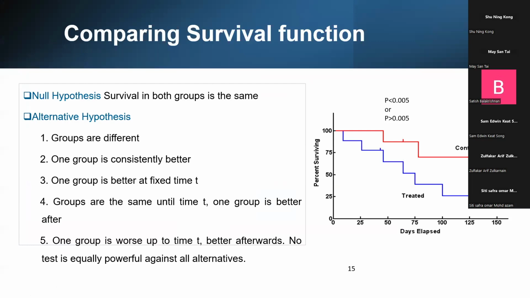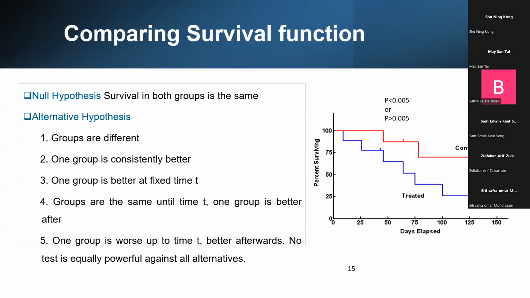So how to compare survival functions? Now when we see these two groups, you don't know whether the difference in survival is significant or not. So how to do that? When we calculate this, we need to have hypotheses. The null hypothesis is that both survive the same. The alternative is that they survive differently, one group better at a certain point, and then the groups are the same when they go further, all that.